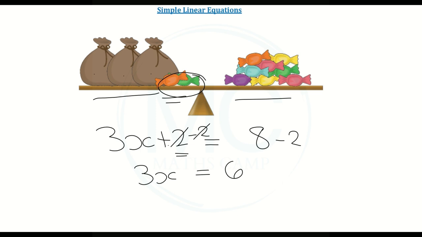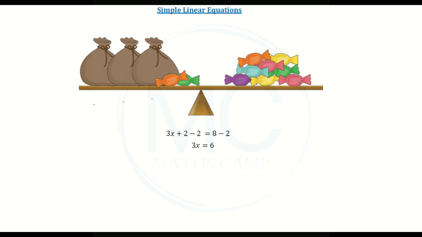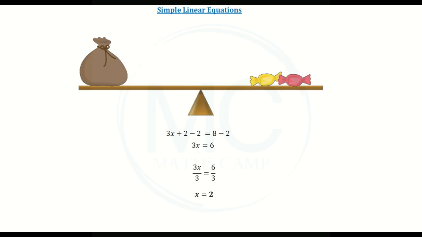But we don't want 3x. We want x. So we need to divide this 3x over here by 3. So we can say 3x over 3. Remember, we have to balance. So on the right-hand side, we have 6 over 3. 3 over 3 is 1, so we have 1x, which is simply x. And on the right-hand side, 6 divided by 3 is 2. And our balancing scale will look like this.